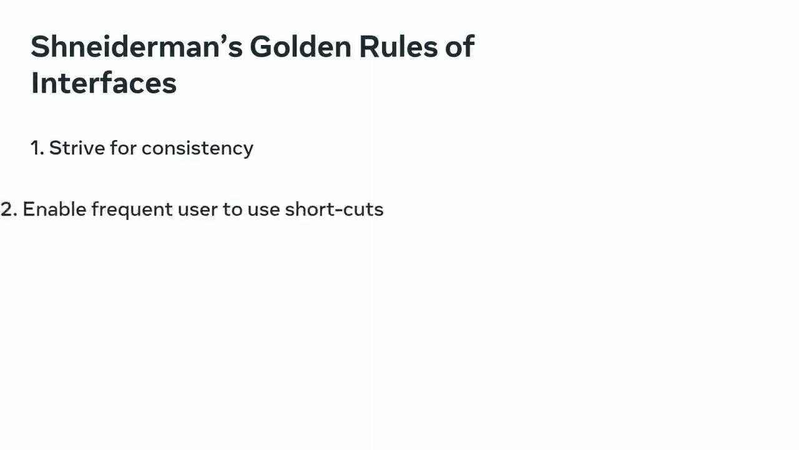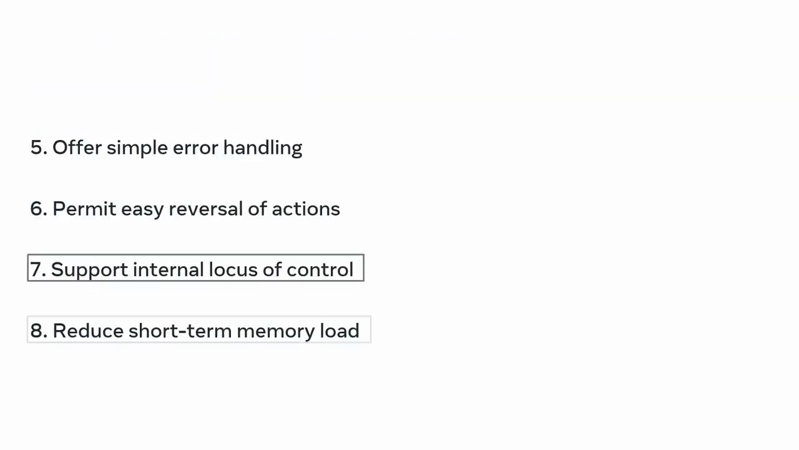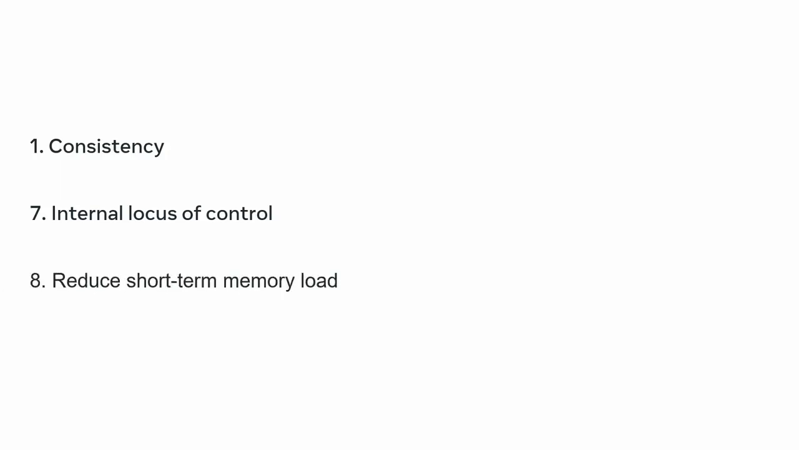Not only were Ram's and Nielsen's principles violated, but also Shneiderman's golden rules of interface design, numbers 1, 7, and 8. Let's explore these in more detail. Number 1 is strive for consistency. And number 7 states that the design should support the internal locus of control that allows the users to be the initiators of actions. Number 8 requires that the design should reduce the user's short-term memory load.